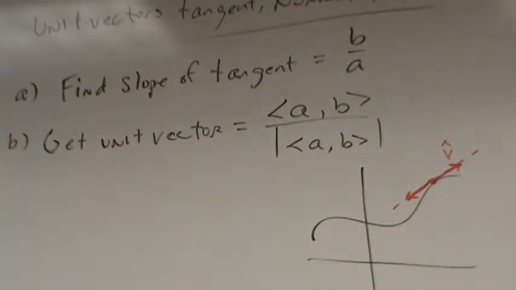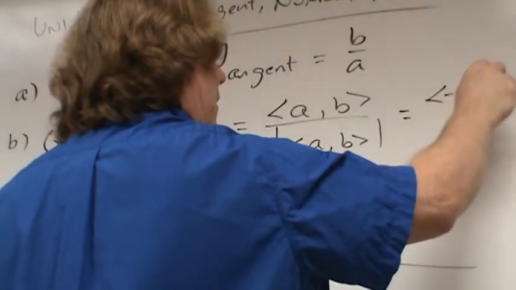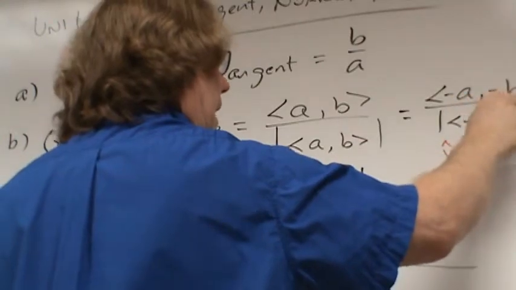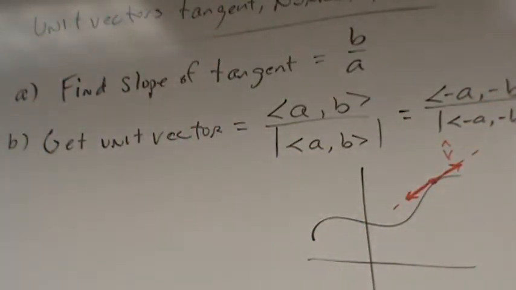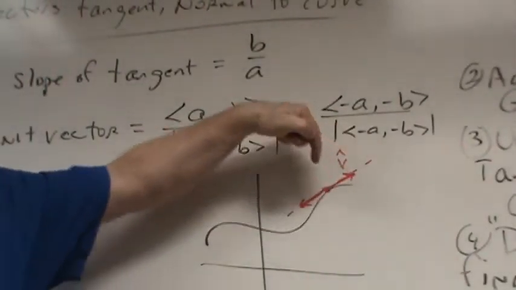And so I want you to know that you can actually get two different unit vectors that are tangent to a curve. You could just have it be negative a, negative b over the magnitude of negative a, negative b, and that'll get you an answer too. So sometimes the book will say, give me two unit vectors that are tangent to the curve, and this is what they're wanting. They're saying, hey, you can go that way or you can go that way.